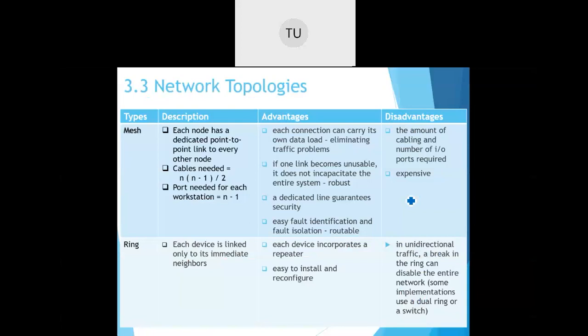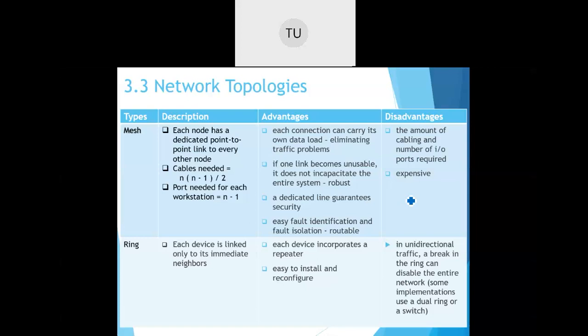So you can use this formula. Equivalent to n, bracket n minus 1, divided by 2. So the number of nodes is 3, right? So 3 minus 1, do the bracket first, you get 2. And then n times 2, 3 times 2 you get 6. 6 divided by 2 you will get 3. So you need 3 cables.